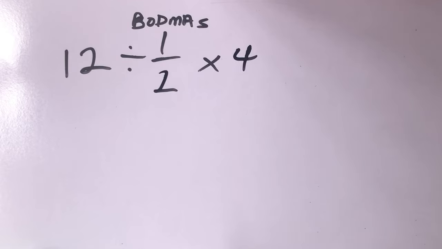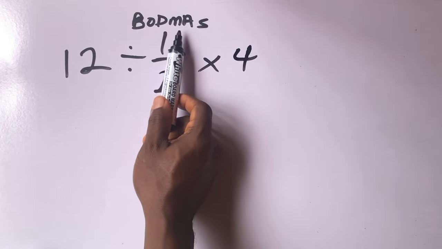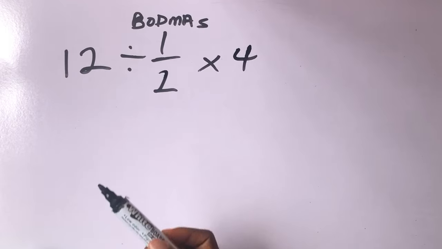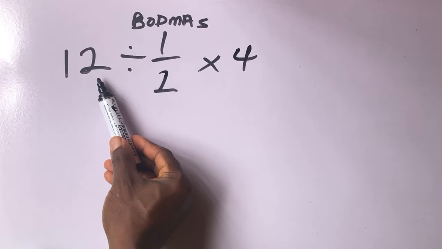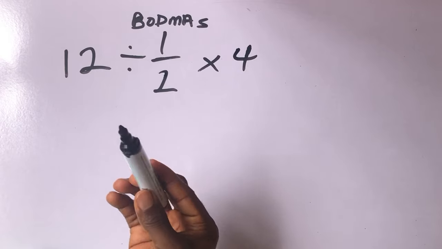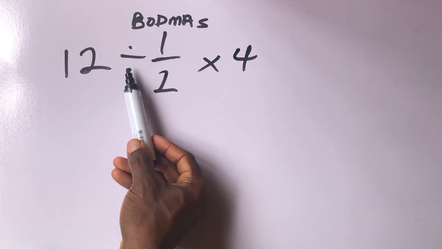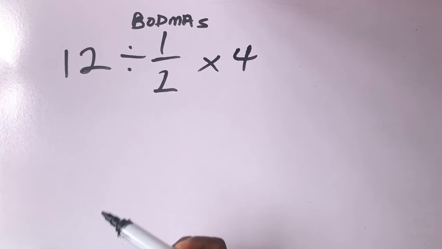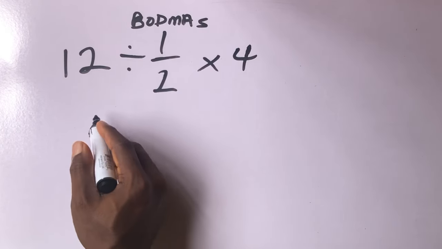Now, in the order of operation, you know that division comes before multiplication. So we are going to solve this division first. When you are solving a problem that has division like this and a fraction, what you need to do is this divide will flip and change to times, while this 2 will go up and this 1 will come down. Something like this.